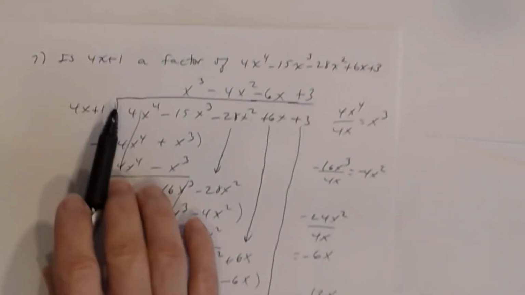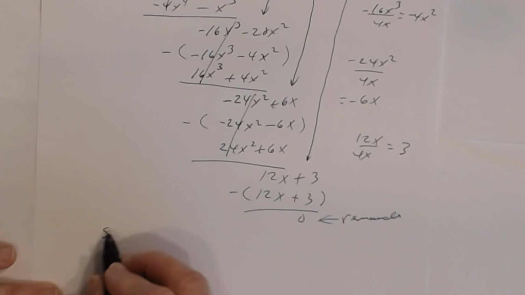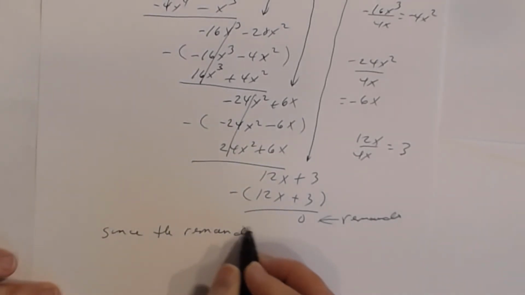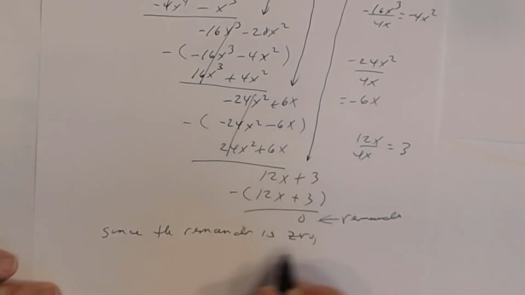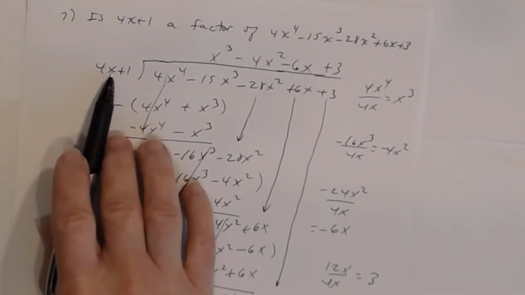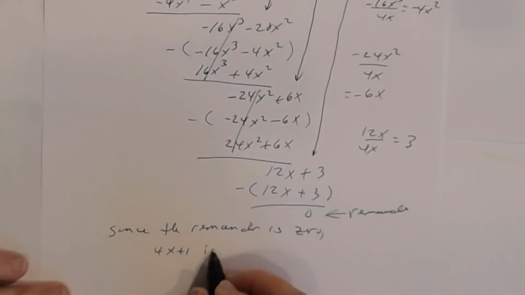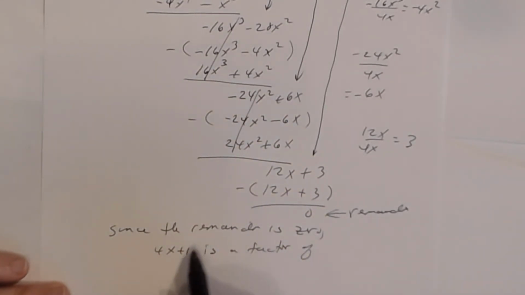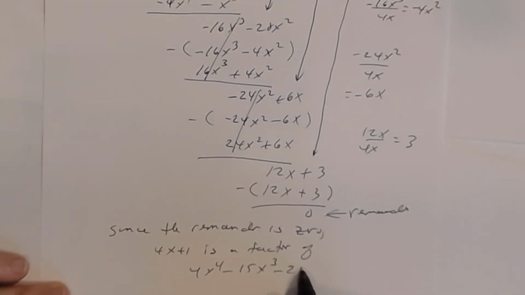So the answer, is this a factor of this? Well, since the remainder is 0, this means that 4x plus 1, the divisor, is a factor of the dividend. So 4x plus 1 is a factor of 4x to the 4th minus 15x cubed minus 28x squared plus 6x plus 3.